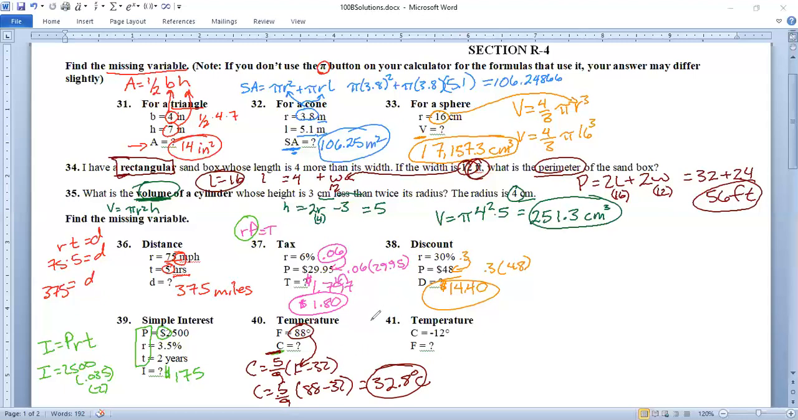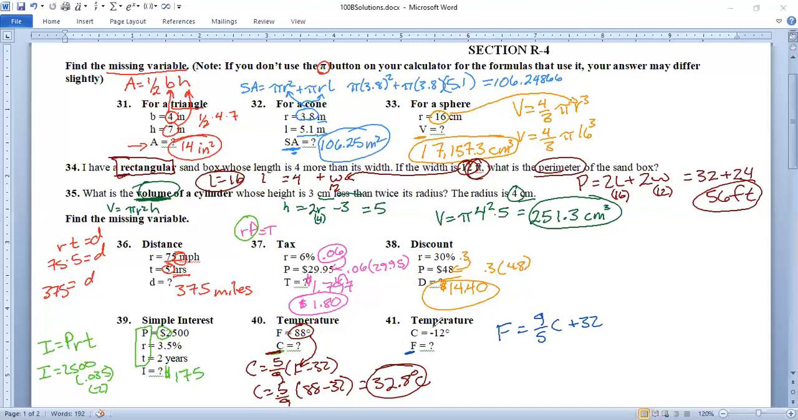Ooh, Celsius. So 88 degrees Fahrenheit is 32.8 Celsius. Nice sunny day. All right, number 41, same thing, but this time we're searching for F. Now that's a big difference. We've got to find the formula that gives us F equals. You'll notice it's the exact opposite of that. It's 9/5 C plus 32. That's the formula from the book. Multiplying by 9/5 is the exact opposite of multiplying by 5/9, and adding 32 instead of subtracting 32, and no parentheses.